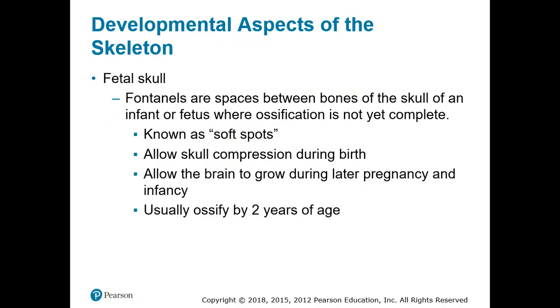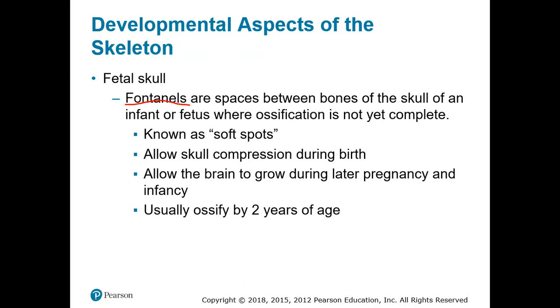Now, a couple things that we need to talk about in terms of a fetus is its skull. That's one of the big differences between an adult skull and the skull of an infant or fetus, and they have something called fontanelles. These are spaces between the bones of the skull in an infant or a fetus where ossification has not yet taken place or been completed. Oftentimes, you might hear people call these things soft spots.